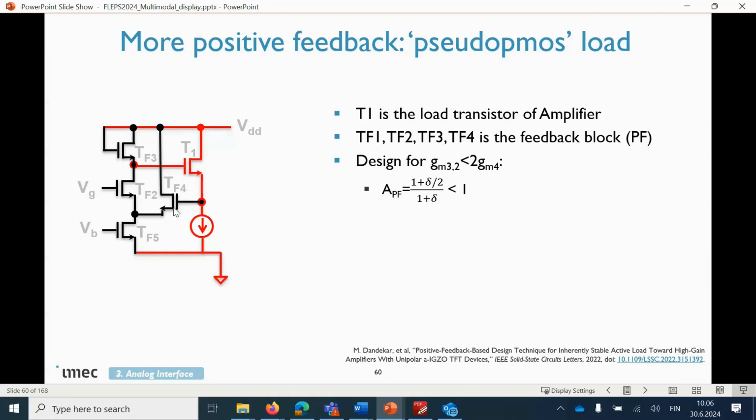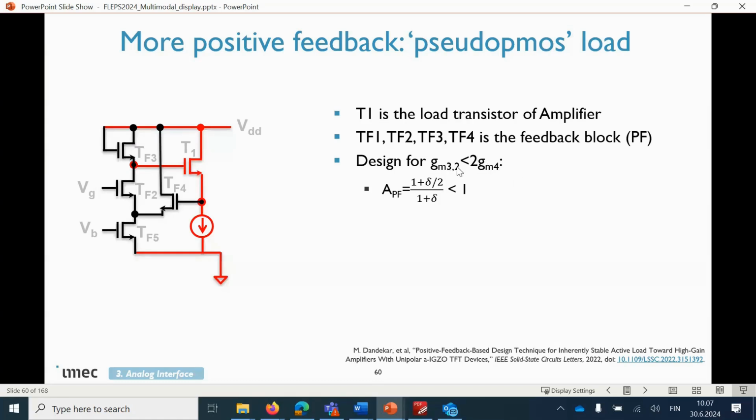And this way you create a feedback loop. You have a common drain transistor here. You get the output, which is the output node of the differential amplifier, and you feed it through to the input of the load transistor. From the analysis that has been done in the paper, you can read it.